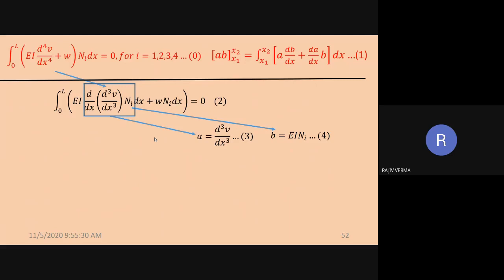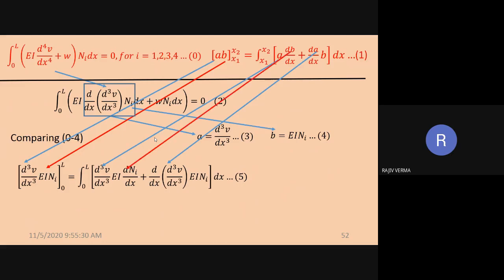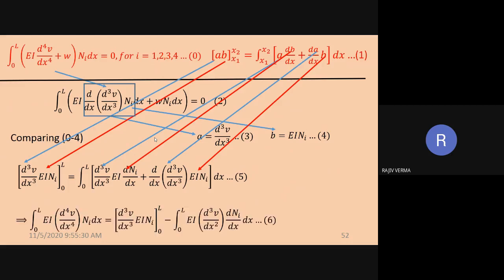Now these 3 and 4 are going to be substituted in equation number 1 to give equation number 5, where the term a appears at three places. This is place number 1, place number 2, and place number 3. And similarly, the term b also appears at three places. This is the first place indicated in red, second place in red, and the third place. And then we are simply going to transfer the terms of equation number 5 to get equation number 6.